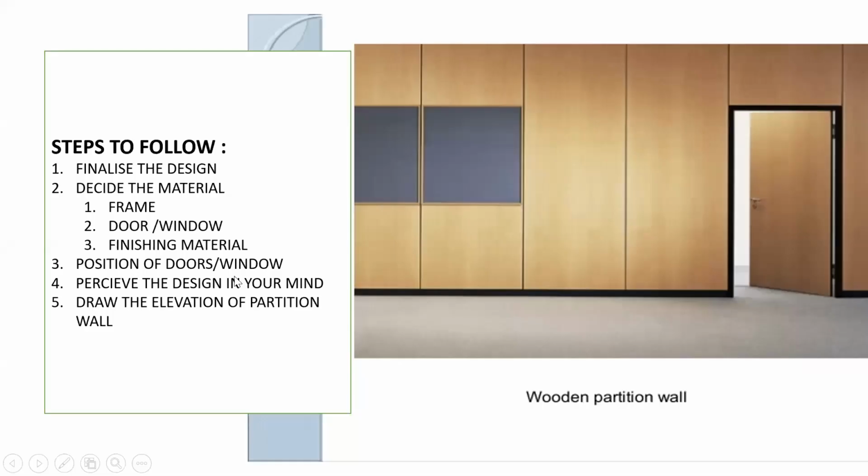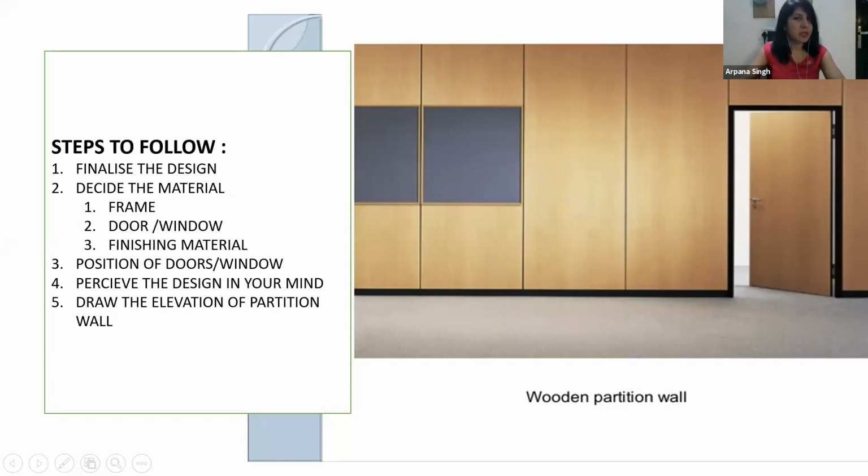So this is a simple partition wall, and before you start off with the designing, what you should basically follow are the steps. The first step is to finalize the design. Whatever design you have in your mind, you finalize that this is what you want and this is what you want to achieve. Then you decide the material.